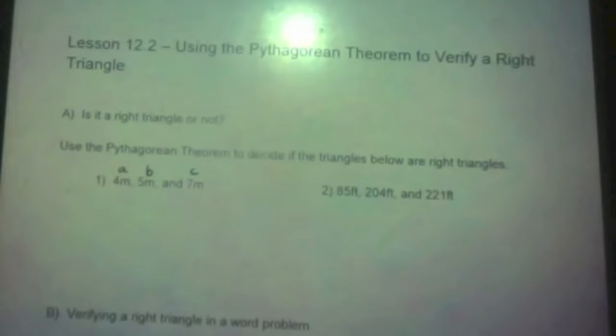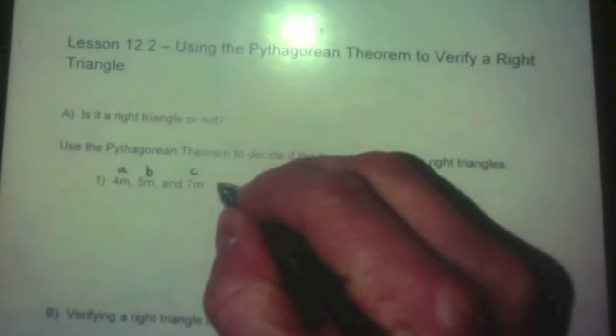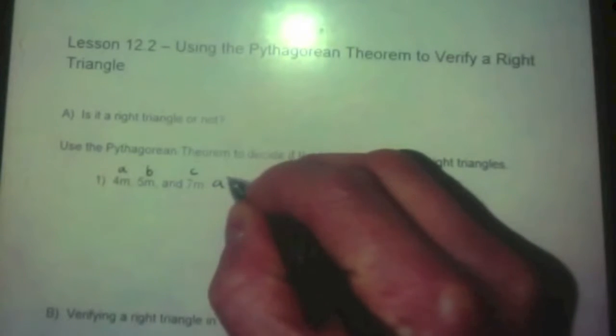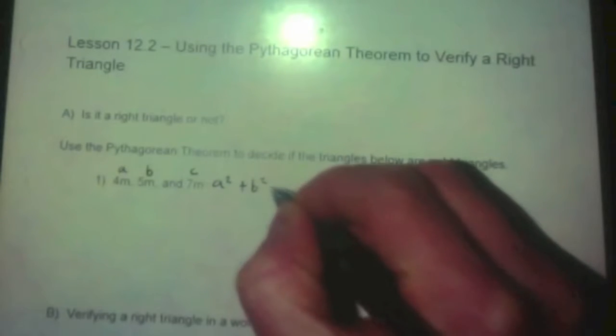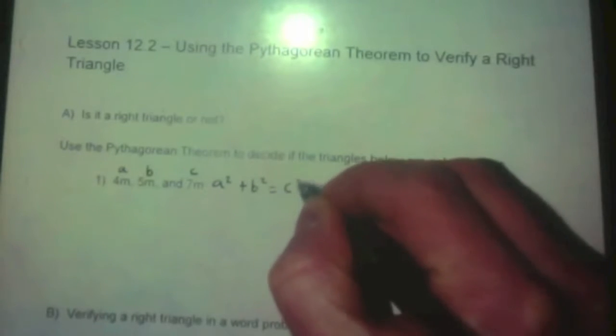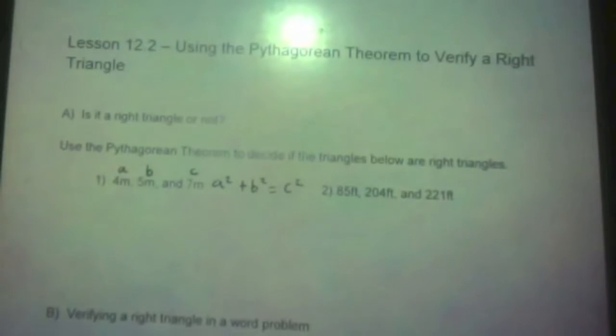We usually don't see the pictures of these poser triangles, we just have their measurements. So we have to verify if they are a right triangle or a poser. We're going to use the Pythagorean Theorem, which, in case you forgot, is a squared plus b squared equals c squared.